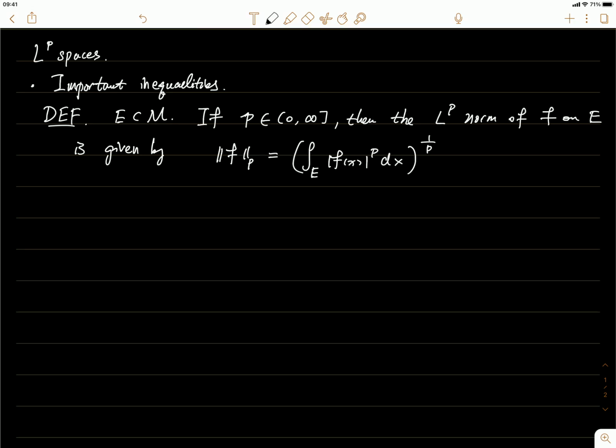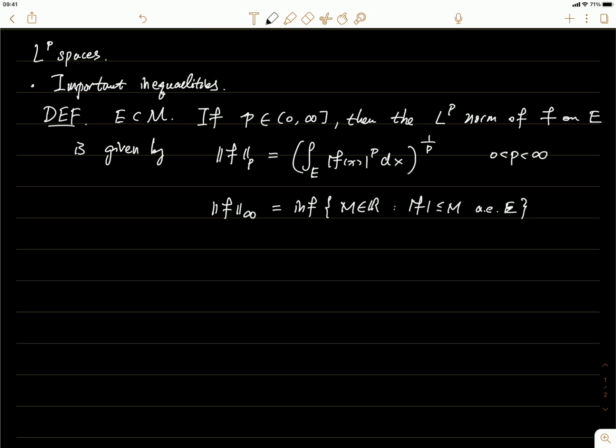This is for any p greater than 0 and less than infinity. If p is infinity, this is just the essential supremum of the function f, which is defined as the real number m such that f is bounded by this m almost everywhere on E.